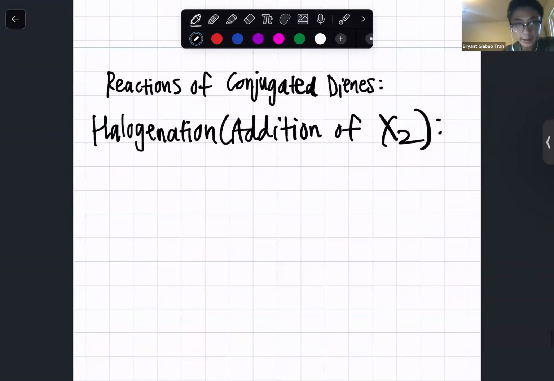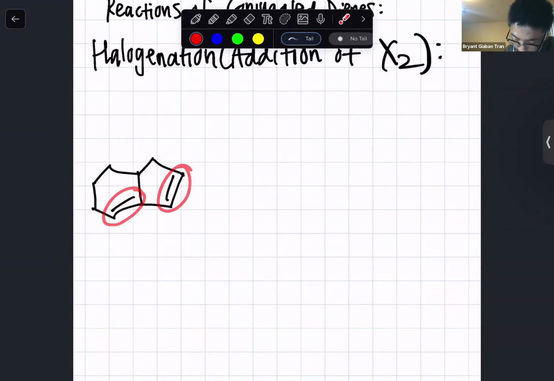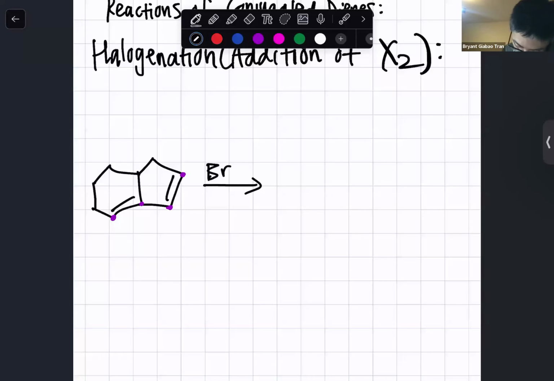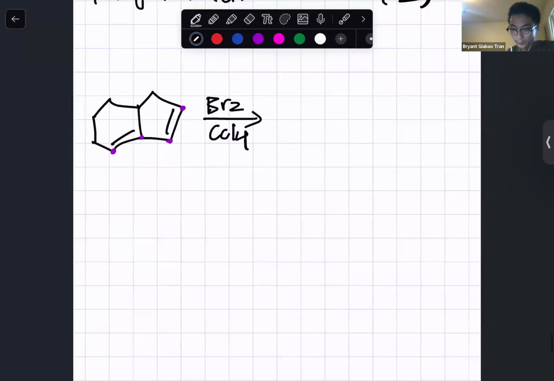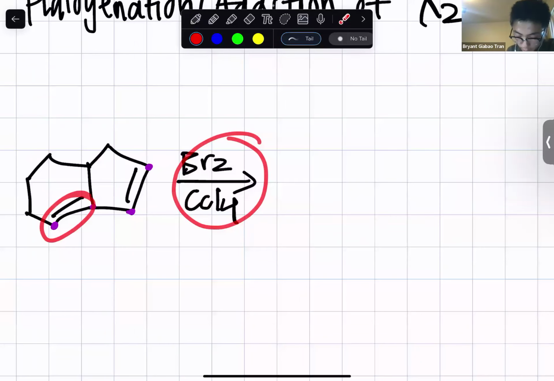Okay. So let's say we have this conjugated diene here. This is conjugated because these two alkenes here can do resonance with each other. We notice that these carbons here are sp2 and next to each other. Right. And we could react this with Br2 or Cl2. Let's say we do Br2, CCl4. There are two alkenes that we could react this Br2 with, this alkene or this alkene right here.